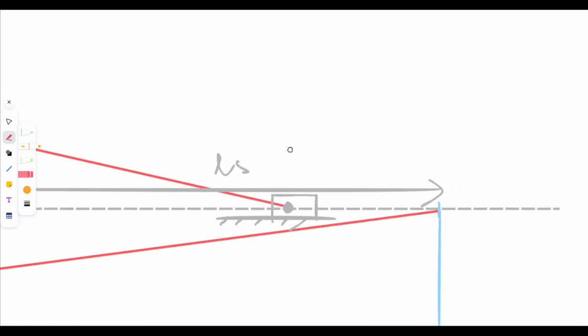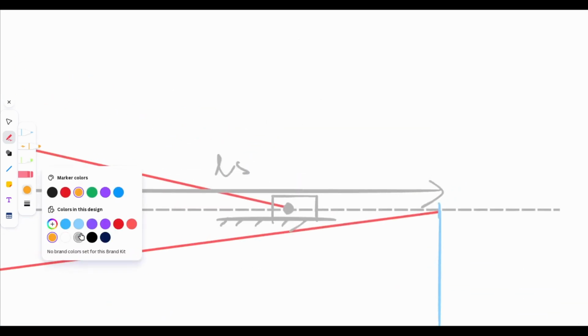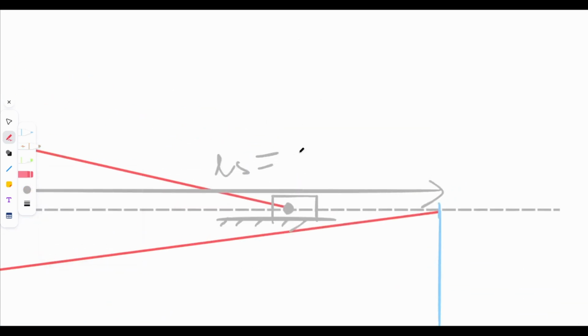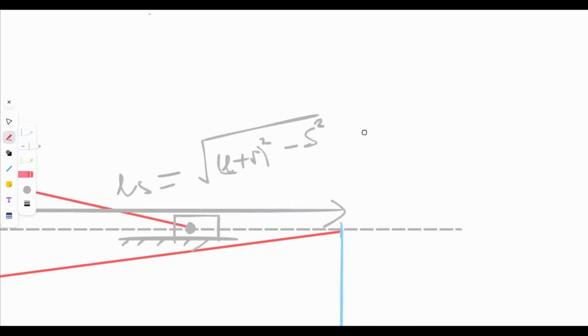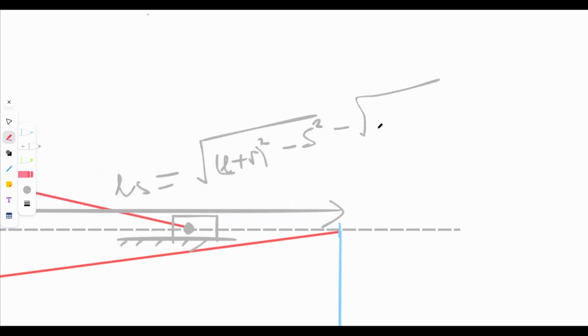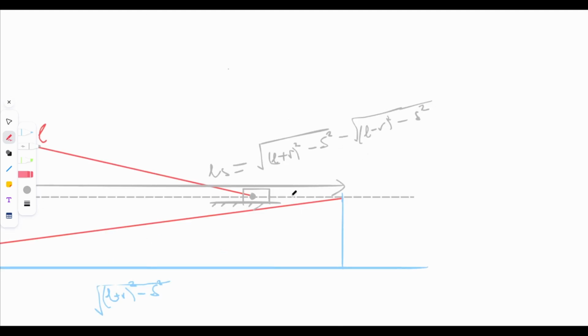So LS is nothing but root over (L plus R) squared minus delta squared, minus root over (L minus R) squared minus delta squared, and that is the value of stroke length.